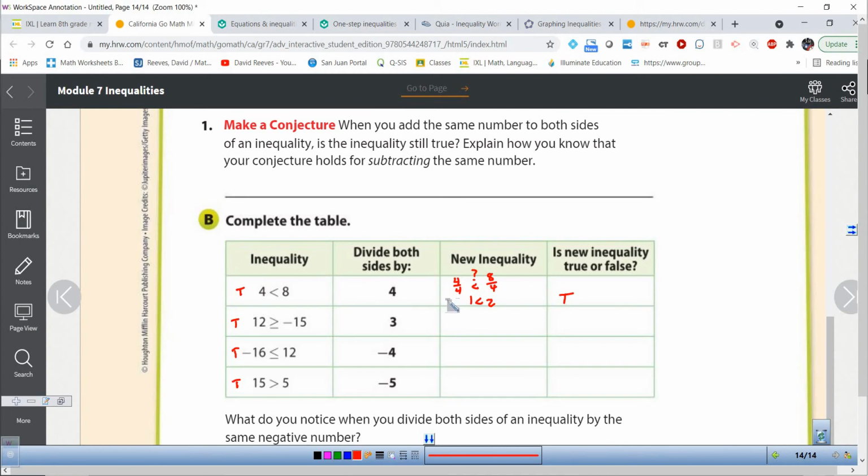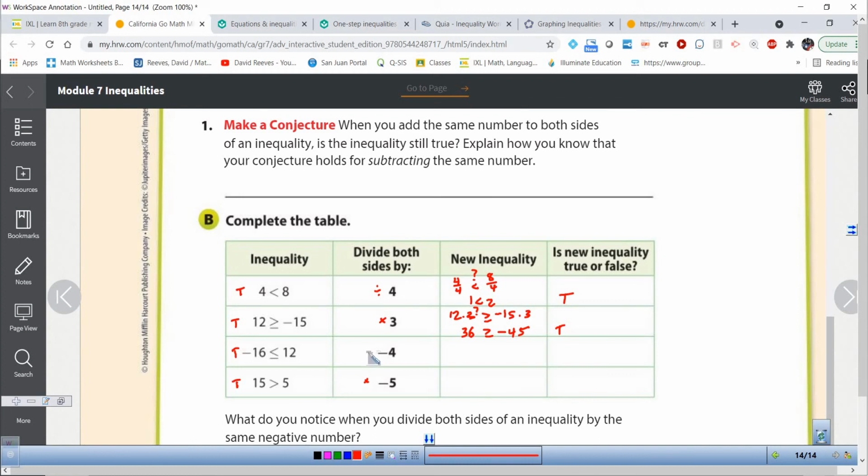What about if I divide by 3? In fact, I'm going to do something different here. I'm going to multiply, because I want to show that you can multiply or divide. So if I multiply by 3, is 12 times 3 greater than or equal to -15 times 3? Well, 12 times 3 is 36, which is greater than or equal to -45. That is also true. So when I divided by 4, it stayed true. When I multiplied by 3, it stayed true.